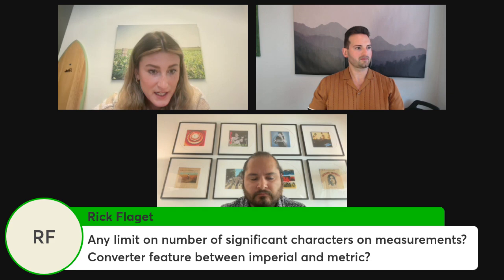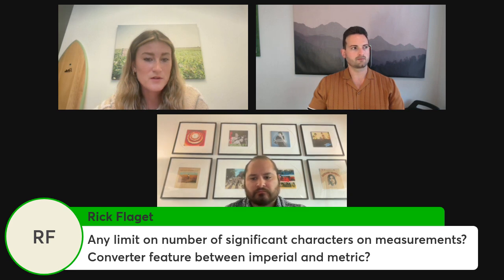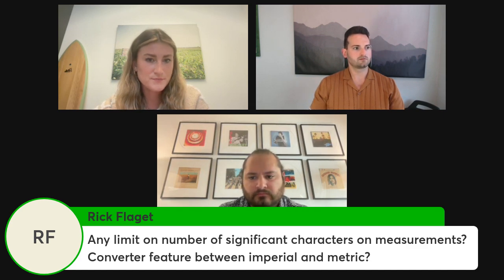So our first question is, is there any limit on the number of significant characters on the measurements converter feature between imperial and metric? Is this with the specific searching? Any limit of number? I think this probably relates to the like item finder when you're searching by the dimensions, would be my guess for this question. Not that I'm aware of. There shouldn't be any limitations there. I'm sure there is a field limitation, but it's likely bigger than you would ever need.